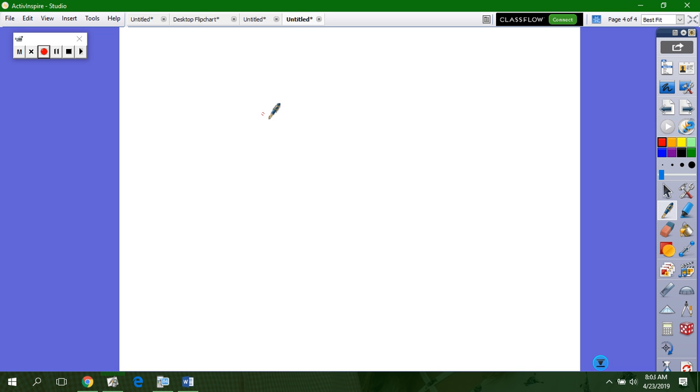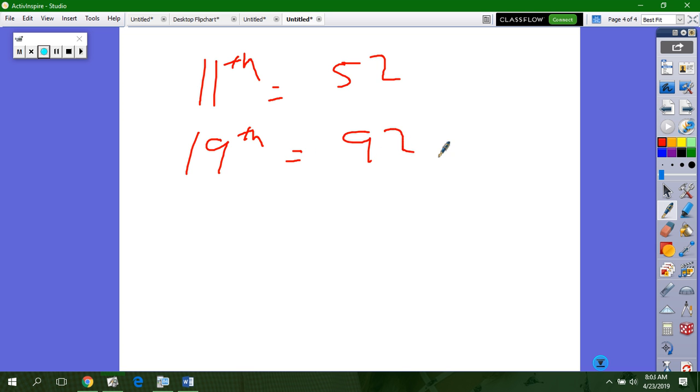Okay, so here's another example. Let's say the 11th term is 52, and the 19th term is 92. We're already telling you it's an arithmetic sequence, though. So that means we are continually adding the same amount.